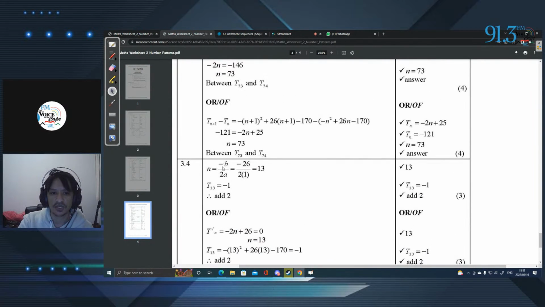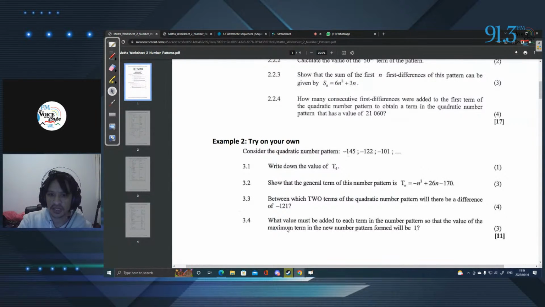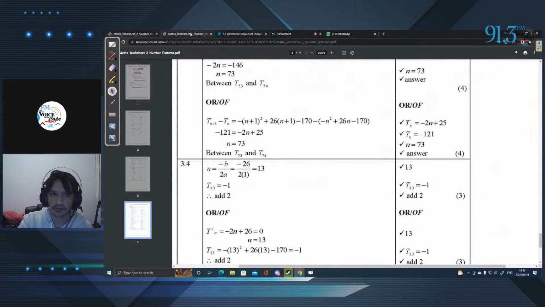So here they just went n equals minus b over 2a. Now, doesn't this look rather familiar? You've seen this equation somewhere before when you're trying to find the turning point of a quadratic function, which is normally, you'll state that the x-coordinate is minus b over 2a. And that makes sense if you think about it, because they're talking about a maximum term.